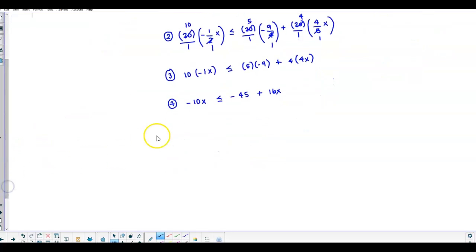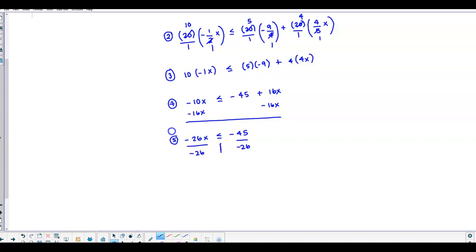Now we want to isolate the x on one side of the inequality. So we're going to subtract 16x from both sides. So we have negative 26x, which is less than or equal to negative 45. And now we want to solve for x. So we're going to divide both sides by negative 26.